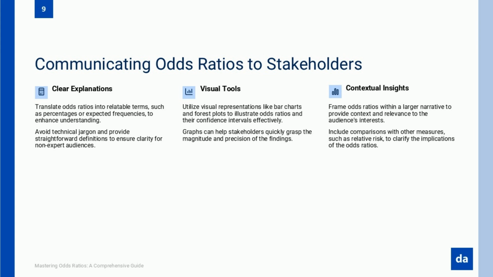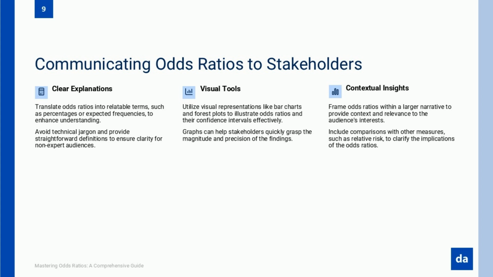When communicating odds ratios, it's crucial to start with the basics and gradually build up to more complex concepts. Begin by explaining the fundamental idea of odds and how they differ from probabilities. Then introduce the concept of comparing odds between groups, which forms the basis of odds ratios. This step-by-step approach can help stakeholders build a solid foundation for understanding the more nuanced aspects of odds ratio analysis.